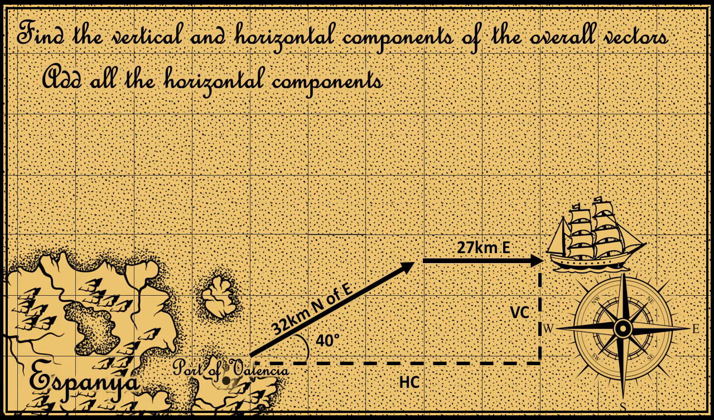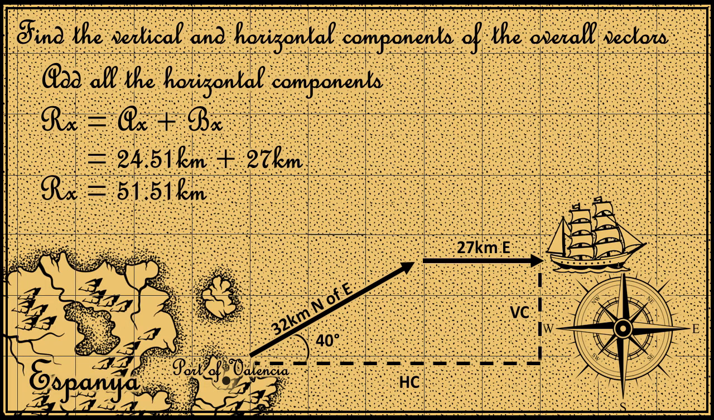Next is to sum up all our identified horizontal components, wherein the formula we will use is Rx is equal to horizontal component A plus horizontal component B. Then, we put the needed values and equate. All in all, we now have 51.51 kilometers for our horizontal component.